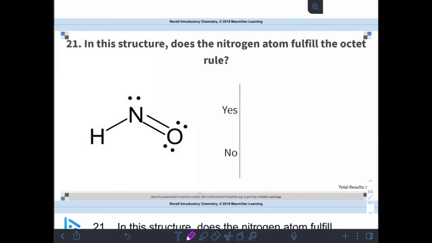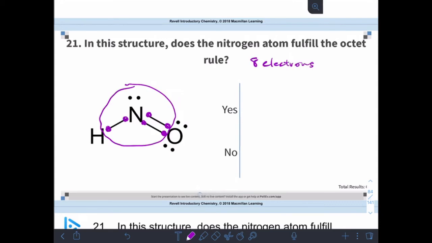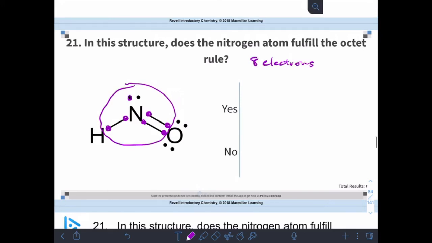So in this structure, does the nitrogen atom fulfill the octet rule? So remember, the octet rule was 8 electrons. All right, so let's take a look at our drawing, remembering that each one of those lines represents 2 electrons. Okay, and because of those lines, the nitrogen feels like it has access to all of the electrons in those bonds. So if we count the number of electrons that nitrogen has access to here, we have 2, 4, 6 from the bonds, and then these 2 more, the lone pair, this non-bonding pair, makes 8. So yes, it fulfills the octet rule.